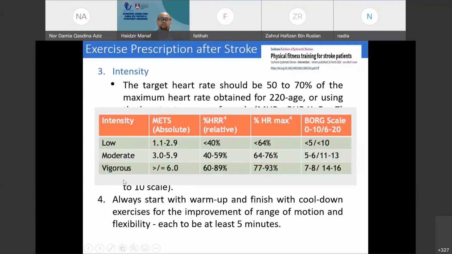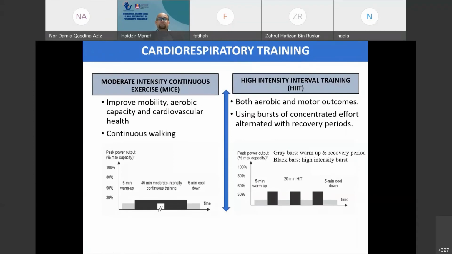And if you want to start any vigorous activity, this is the heart rate reserve and also the Borg scale. To prescribe cardiorespiratory training, you have 2 types. The first type is MICE, moderate intensity continuous exercise. If you start the patient on the recumbent bike or static bicycle, you have a 5-minute warm-up. This is the peak work power output or the heart rate reserve calculation here.